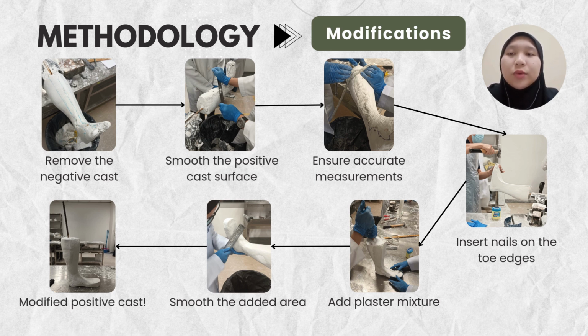Then, nails were inserted along the toe edges of the positive model. A flexible plastic strip was placed in front of the nails, and plaster was added into the hollow space between them. This step was performed to create a smooth, flat toe edge, which helps define the trim line and improves the final fit and finish of the orthosis. The added plaster was then smoothed and refined to complete the modified positive cast.